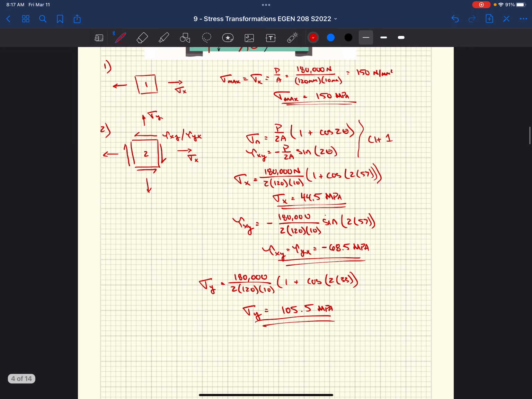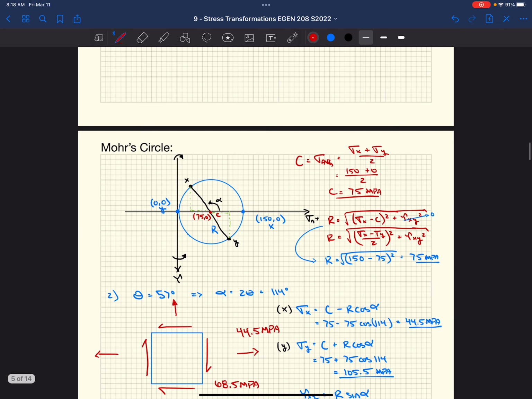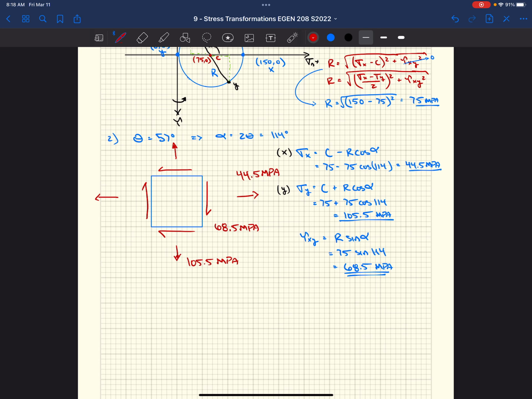Well, if we look right here, sigma x, 44.5 megapascals, sigma y, 105.5 megapascals, tau xy, 68.5. In this case, we got the magnitude out of it, negative, which meant that it was spinning on the positive x face, acting in the negative direction, and on the negative y face, acting in the positive direction, right? These are negative shear stresses. And as you can see, our stress block looks the exact same thing, right? So we can get the exact same thing with Mohr's circle.